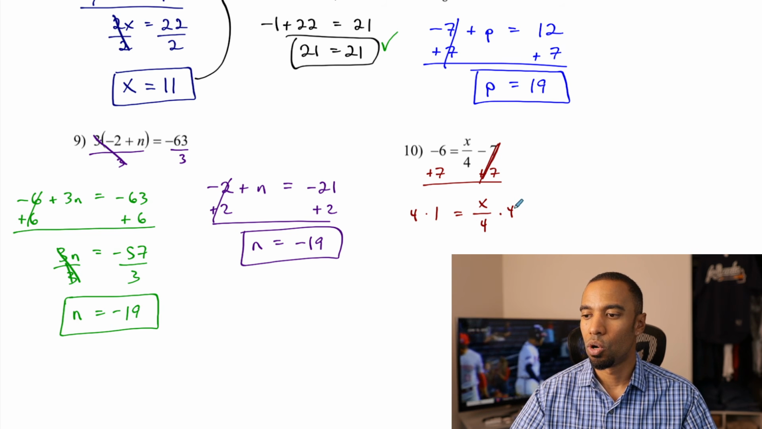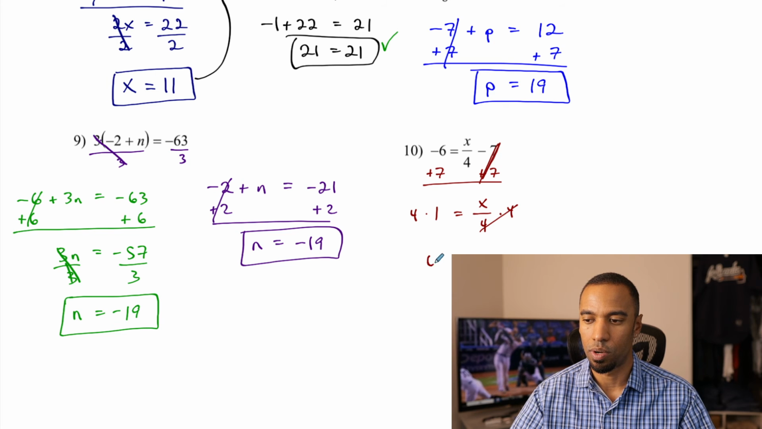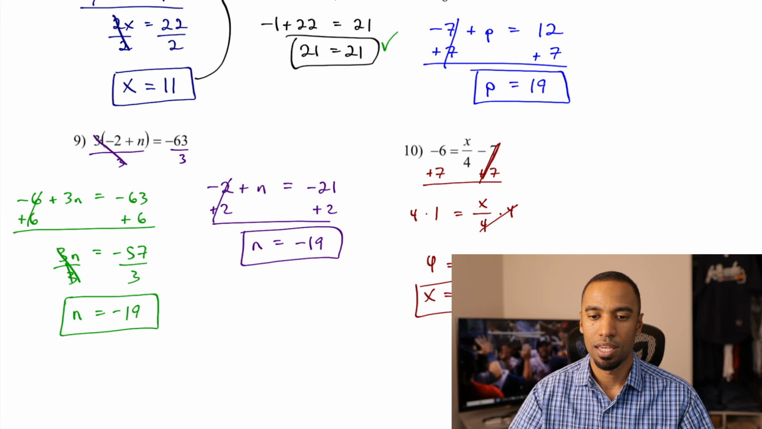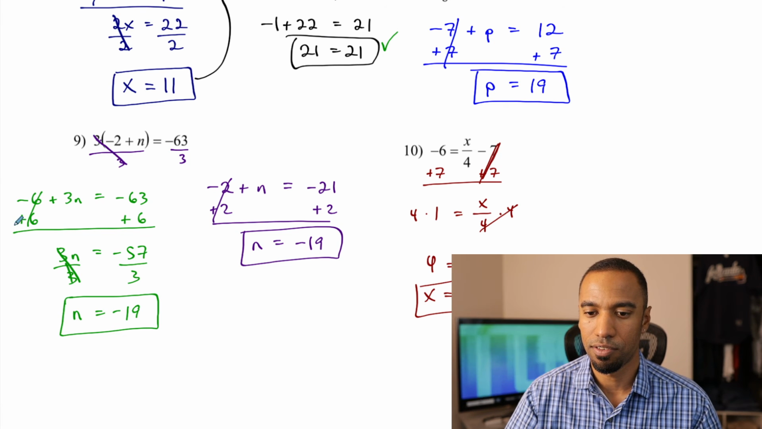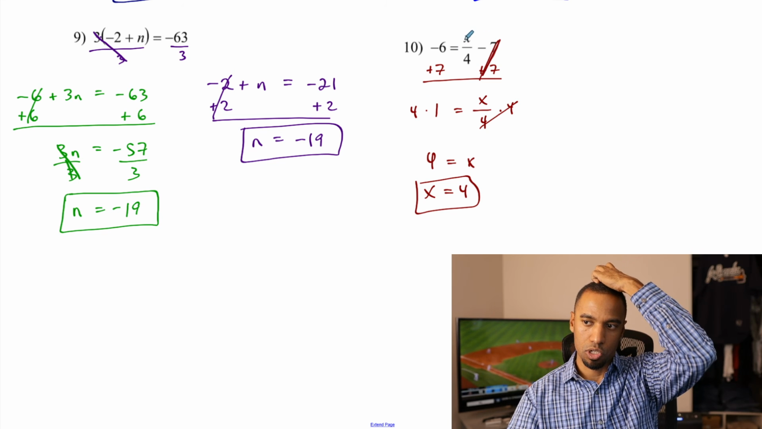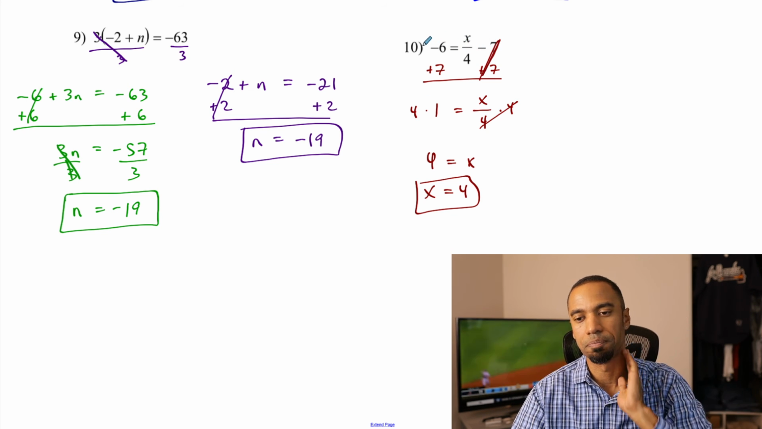All right. So we have 4 divided by 4 there. That's gone. And 4 times 1 right here, which is 4. 4 equals x, or better written for me as x equals 4. Oh, you can't even see that, my bad. X equals 4 there. And again, a double check. 4 divided by 4 is 1. 1 minus 7 is negative 6. That equals that. That's good.